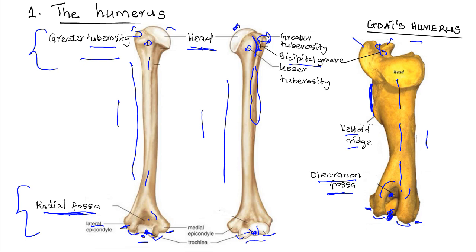So this is the humerus bone. You can see these two represent the human humerus from different angles, and this represents the goat's humerus from another angle. They have common features because they are found in the same region, and they play basically the same role in the skeleton of the two animals.